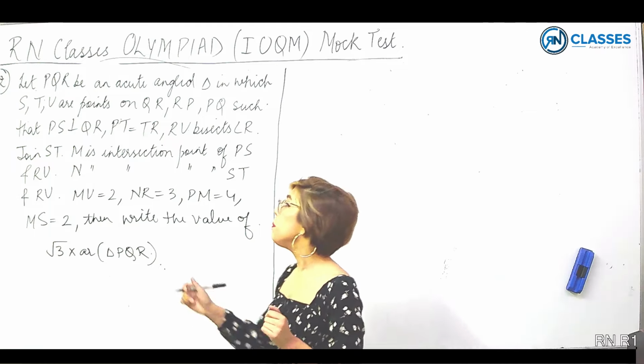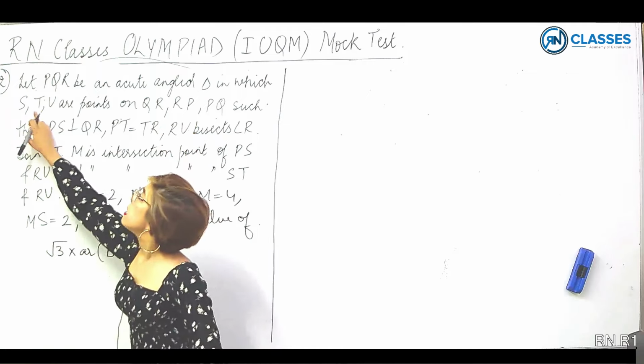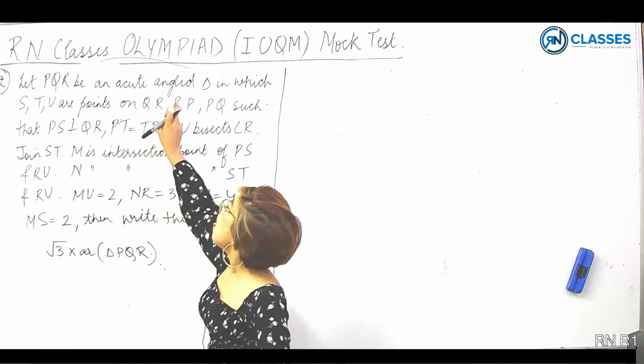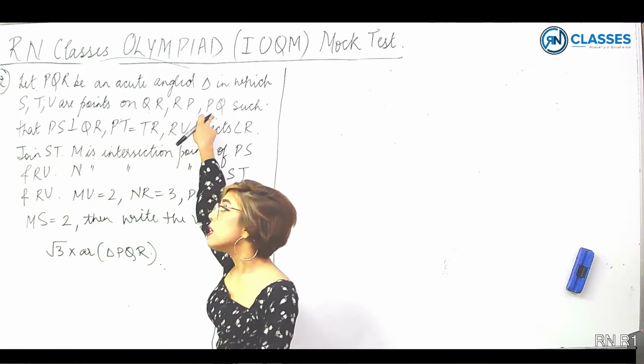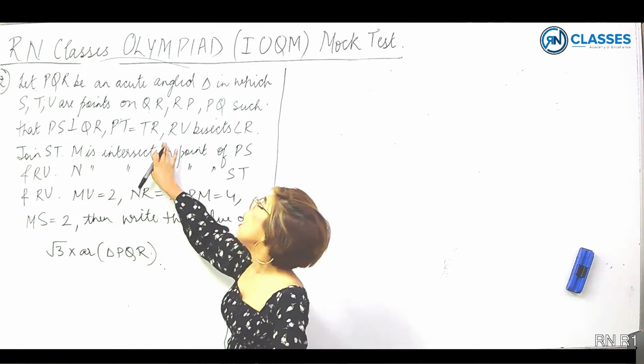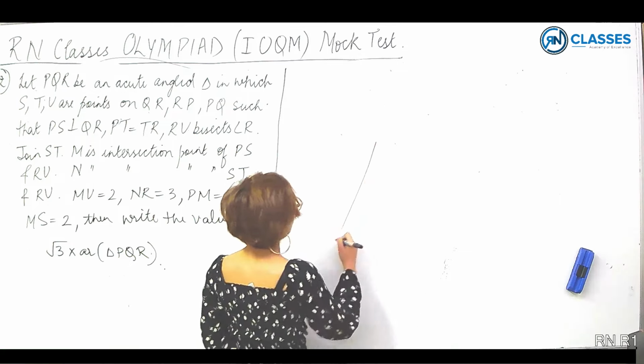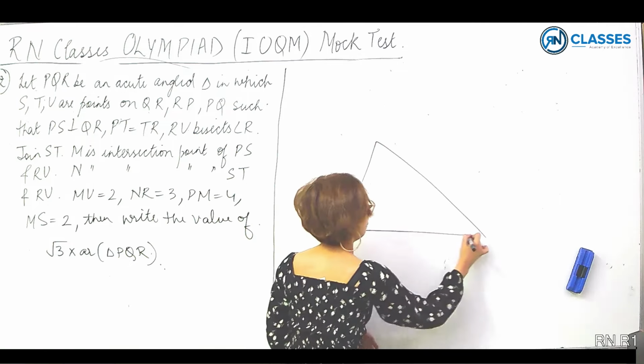Now he says, let PQR be an acute angle triangle in which S, T, U are points on QR, RP, PQ respectively, such that PS is perpendicular to QR, PT is equal to TR, RU bisects angle R. Obviously, let's just try to make the figure first. So my acute angle triangle PQR.